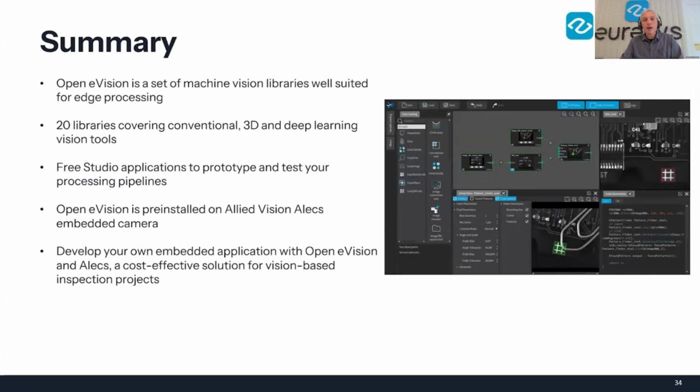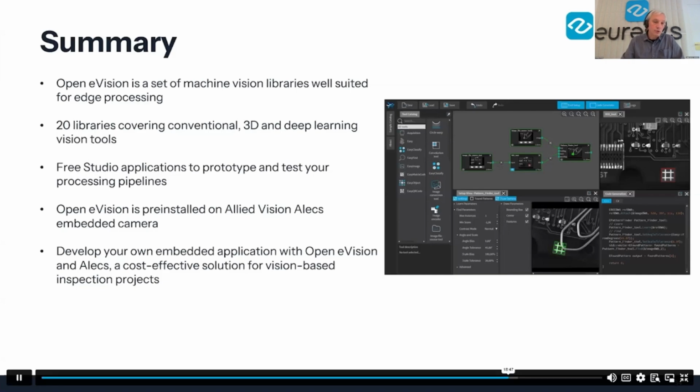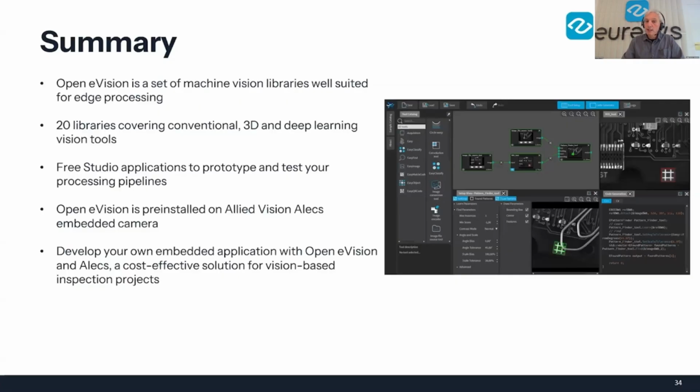So to summarize my presentation, Open eVision is a set of machine vision libraries that we think are really well suited for edge processing. It covers a really broad range of machine vision functions, conventional, but also 3D and deep learning vision tools. And you can combine them to make a powerful application. Using the free Studio applications, Open eVision Studio and Deep Learning Studio, you can easily prototype and test your processing pipeline.